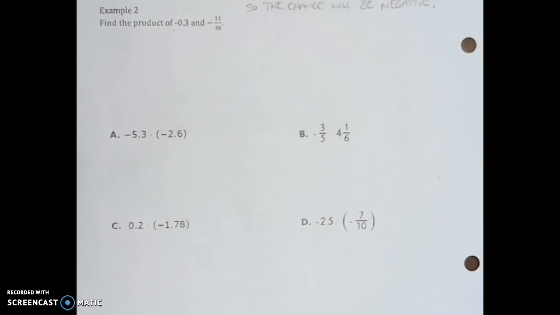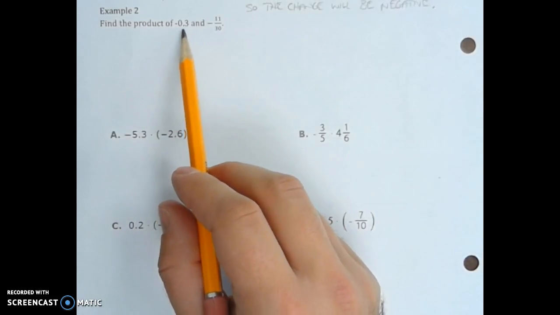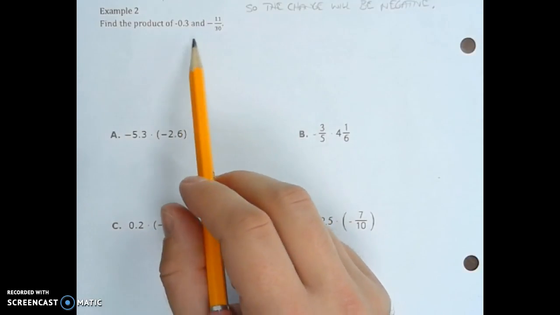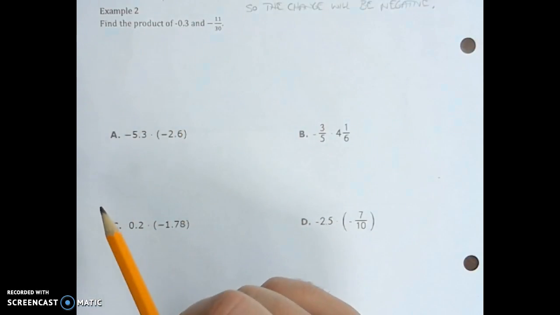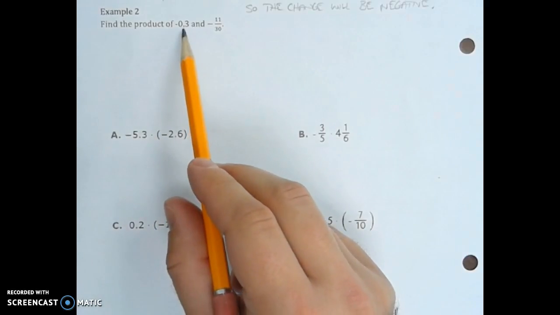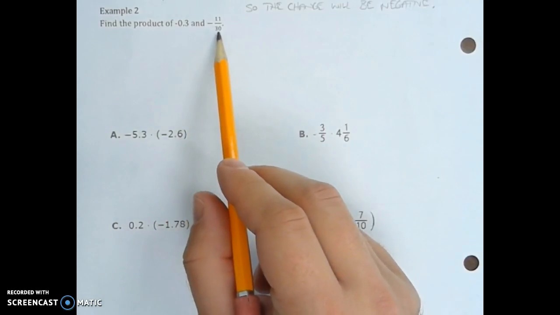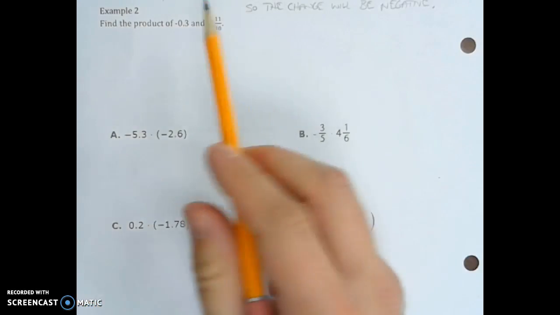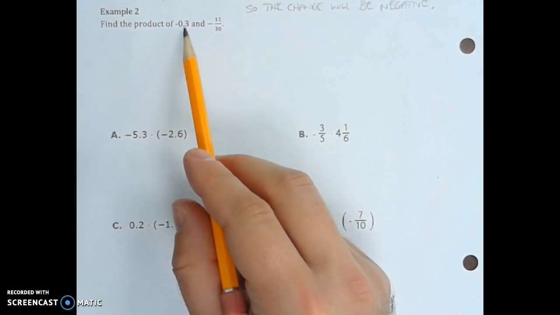In my next example, they want me to find the product of negative 0.3 and negative 11/30. And the first thing that I want to point out here is that you have a decimal and a fraction. And if you're going to multiply these together, you can't leave them as one of each. What you're going to want to do is try to convert either the decimal into the fraction or this fraction into a decimal. And think to yourselves, which is going to be easier to do? Well, I think it's going to be a lot easier to change this decimal into a fraction, and so that's what I'm going to do.